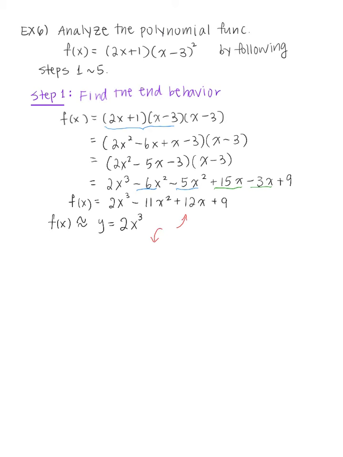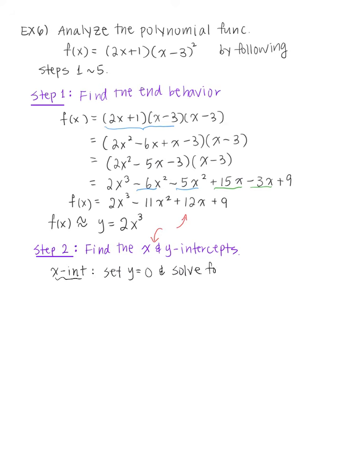All right, now let's go with step 2. Find the x and y-intercepts. Let's go with the x-intercept first. To find the x-intercept, we set y equal to 0 and then solve for x. I'm going to use our original function f of x, because that's easier for me to solve for x. So let me set f of x, which is (2x plus 1) times (x minus 3) squared, equal to 0.